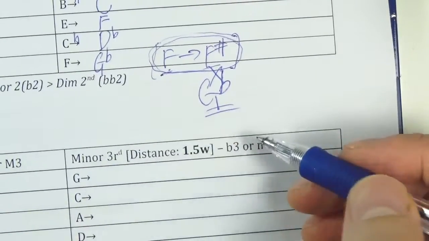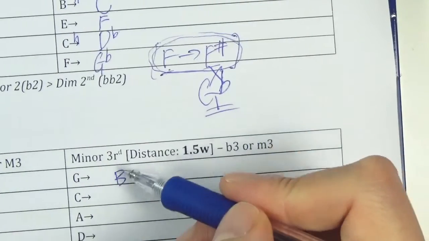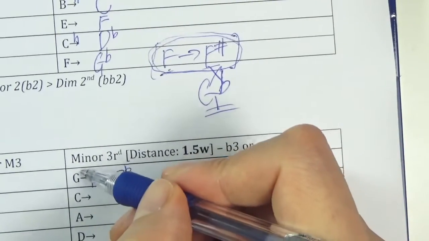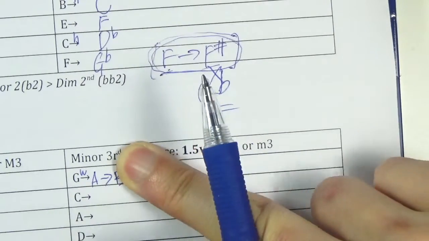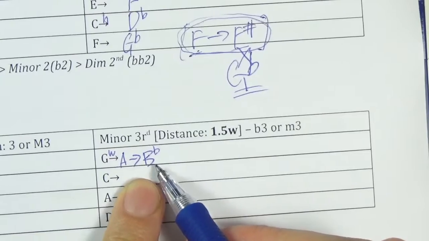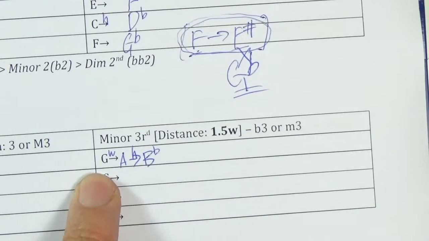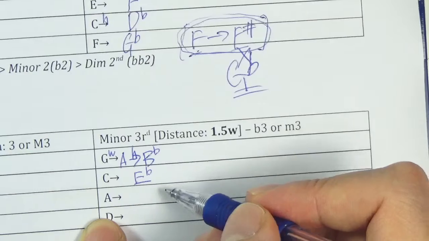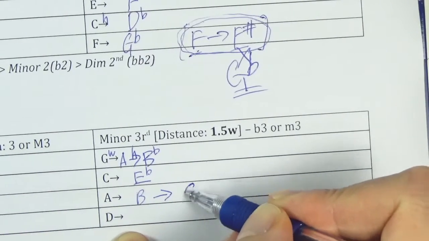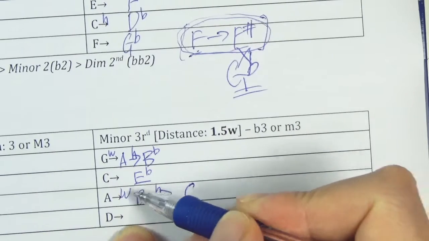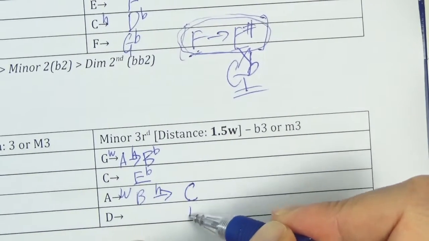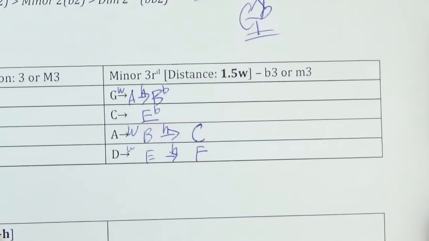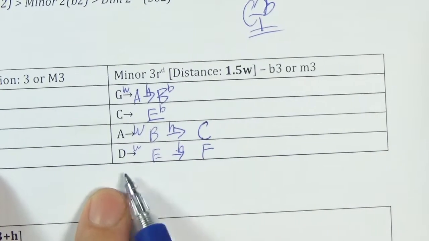Minor thirds. G to B: this one is actually a major third already, so I have to flatten it. Or you can do the slow way. G to A first is a whole step. A to B naturally is a whole step apart, so I'm flattening the B to make it smaller here. So whole step, half step, we're good. C to E flat, same case here. A to C: you can do it the slow way again. A to B, a whole step. B to C, a half step. So we already have 1.5 steps here, so we're good. D to F: you can go to E first, whole step, half step. So 1.5 steps, we're good here. D to F would be a minor third.